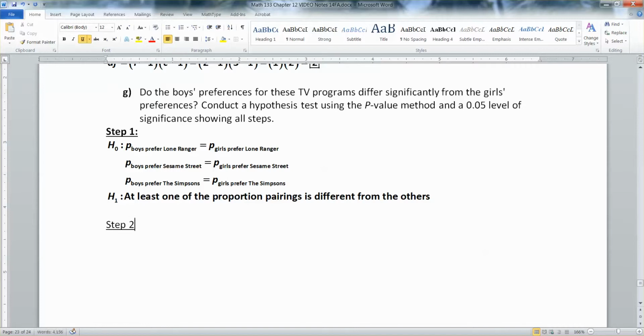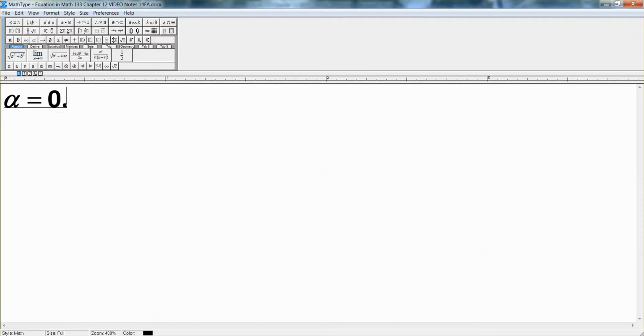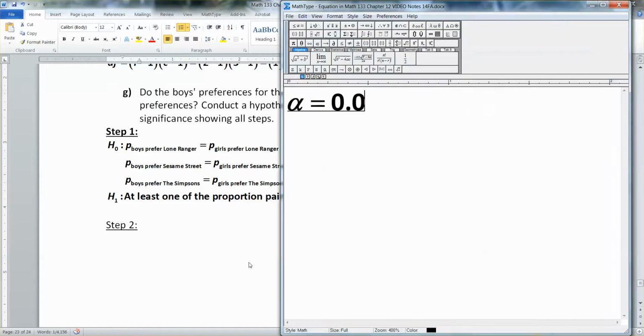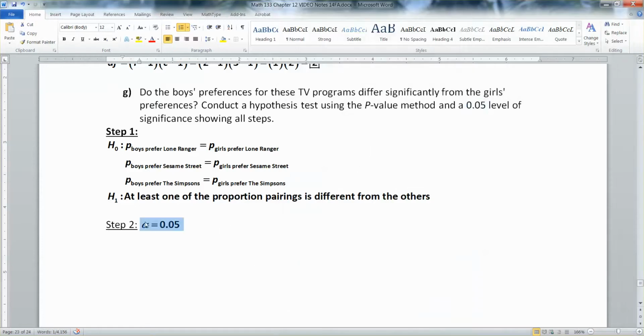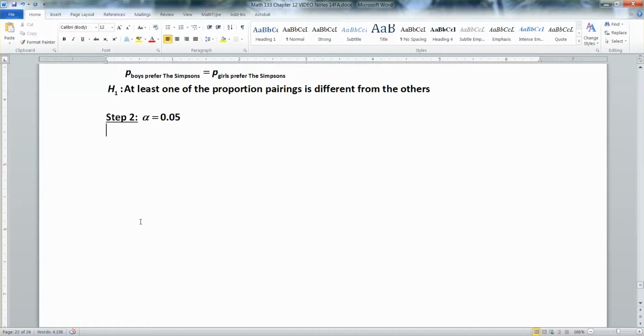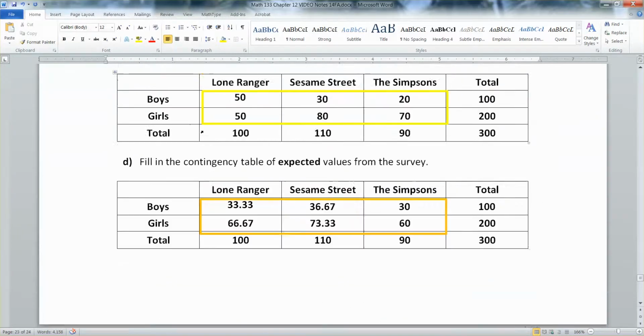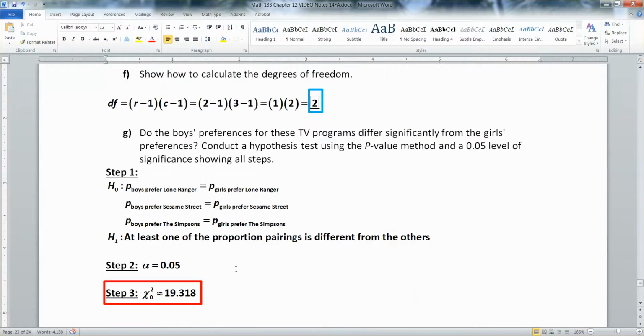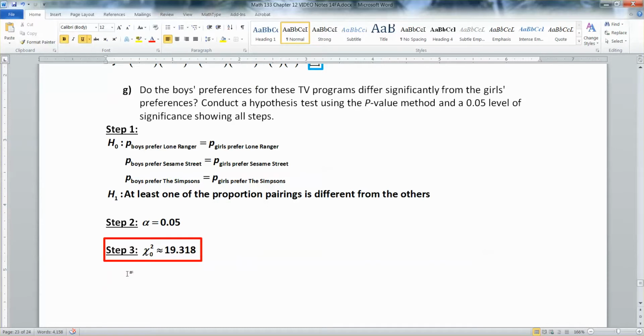All right, step 2 would be everybody's favorite step, alpha. Alpha is equal to 0.05 right here, 0.05. All right, step 3, we need to have our chi-square statistic. But remember, we're just going to get that from the calculator computer output. We're not going to do it by hand. And that's the part that's in the red right here. There we have it right there, 19.318. That's all you have to do. No bother filling in the formula. Don't bother doing any of that.